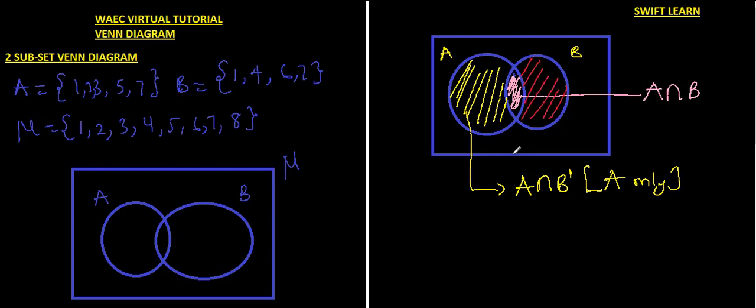If here is A only, here will be what? B only, and that's what? A prime intersection B. That's B only. So this is the universal set.